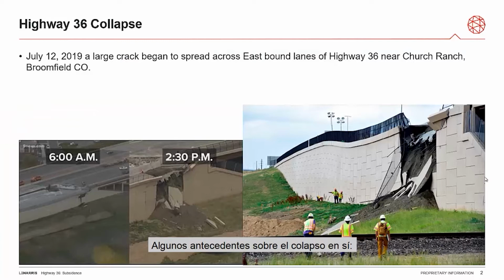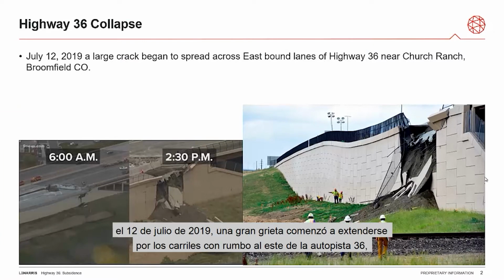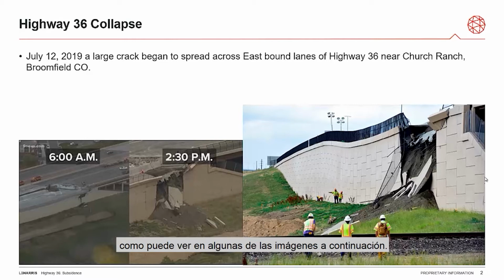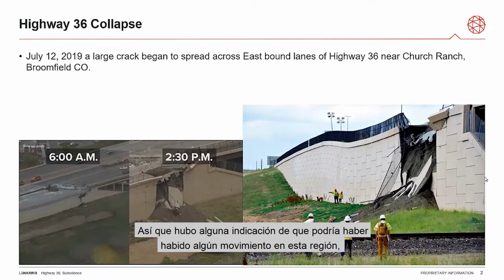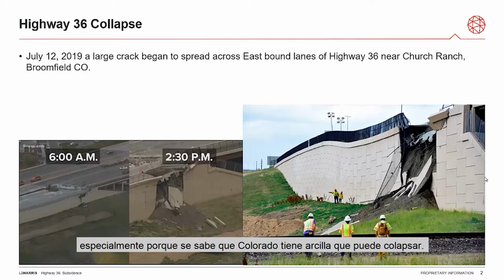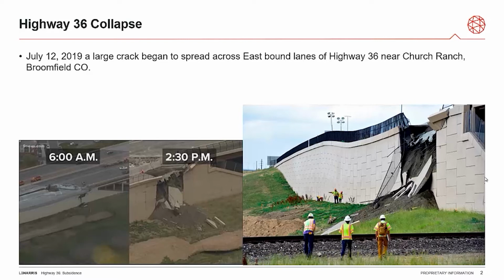So a little bit of background on the collapse itself. On July 12, 2019, a large crack began to spread across the eastbound lanes of the highway, as you can see from some of the images down below. And this was located near Church Ranch in Broomfield, Colorado. This highway butted right up against a dry lake bed that filled up during the wet season and also froze during the winter, so there was some connotations that there could have been some movement in this region, especially as Colorado is known for having collapsing clay.